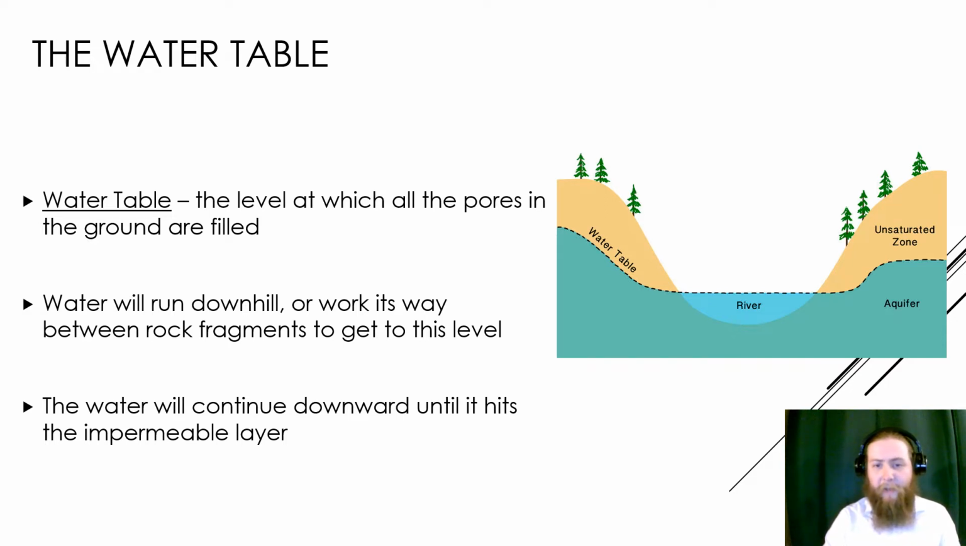Water will run downhill just like it does in rivers. It's going towards the ocean. It's going towards that base level. So it will try to work its way downhill as best it can, in between rock fragments, in between pores, through these permeable spaces. It will continue to move downward until it hits an impermeable layer, this silt or clay that's common in a lot of areas down around the bedrock. This is where that water will hit that, and it will no longer be able to go down, so it'll start to either pool up or flow to the side.